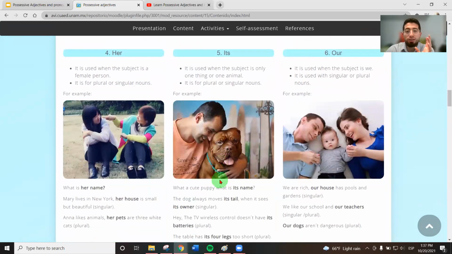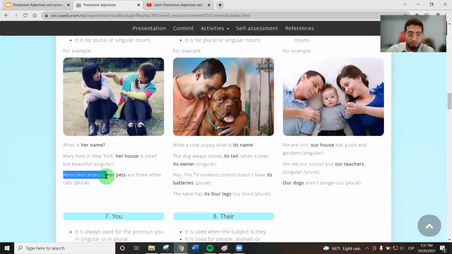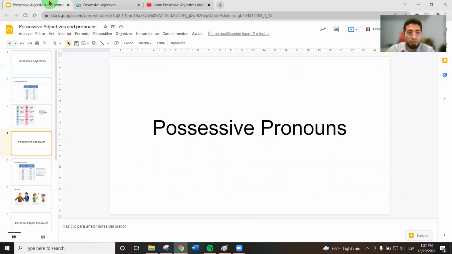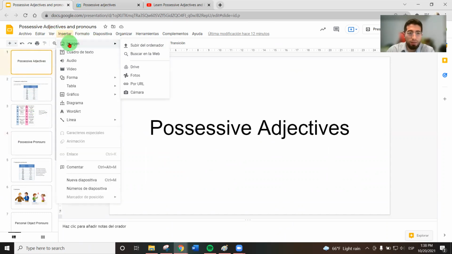Perfect. Here are some more examples, right? Aquí hay otros ejemplos, like this. For example, Anna likes animals. Her pets are 3 white cats, right? Entonces, en este caso, a Ana le gustan los animales, sus mascotas son 3 gatos blancos, ¿ok? And let's see the last one, vamos al último. See, our dogs aren't dangerous, right? Como nuestros perros no son peligrosos. Okay, so it was just some more examples of the possessive adjectives, right? Lo que estamos viendo acá de primeras, possessive adjectives, okay?